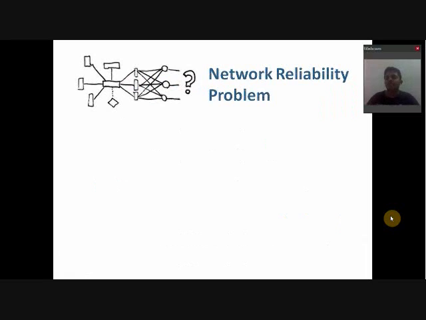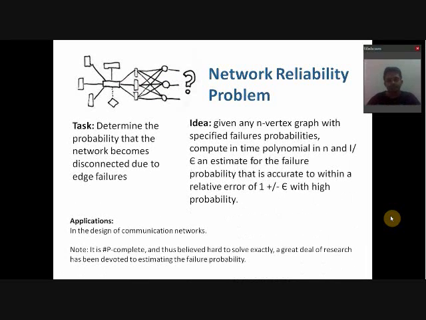Let us see another similar application, which is the network reliability problem. The task here is to determine the probability that the network becomes disconnected due to edge failures. Using the FPRAS technique, the idea is to estimate that probability within a relative error of 1 plus or minus epsilon. This finds a wide variety of applications in the design of communication networks.